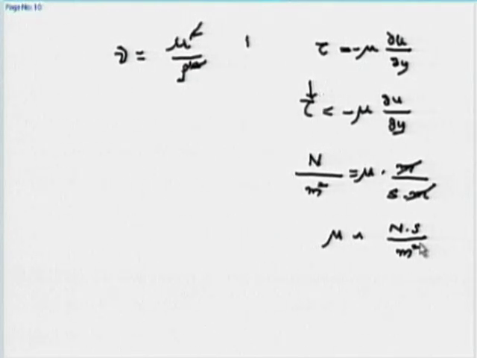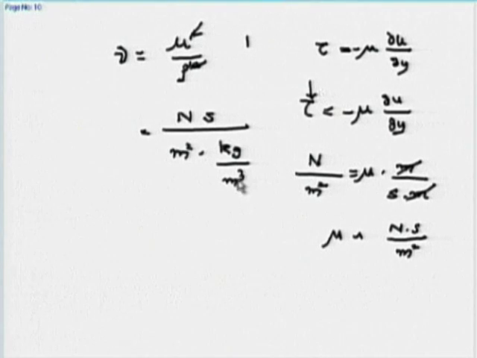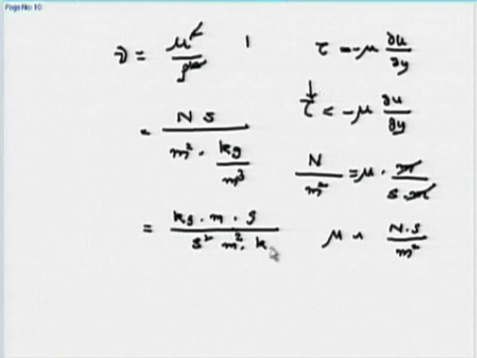Let us put those units back in my kinematic viscosity. Newton second per meter squared, and the unit of density is kg per meter cube. Again, we will have to get back to Newton. What is Newton? It is force, that is mass into acceleration, mass in kg, acceleration in meter per second squared. I have second in the numerator, and meter squared in the denominator, over kg per meter cube.